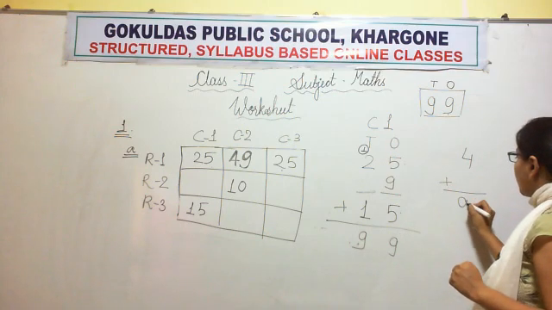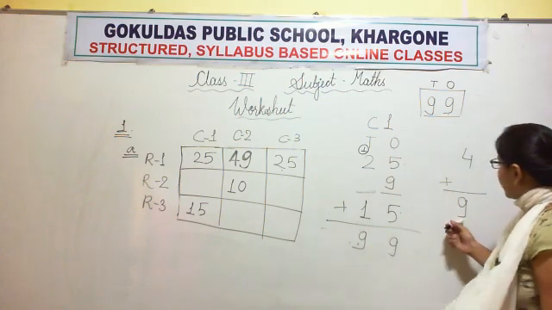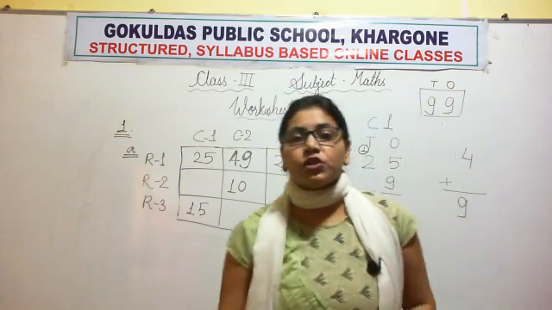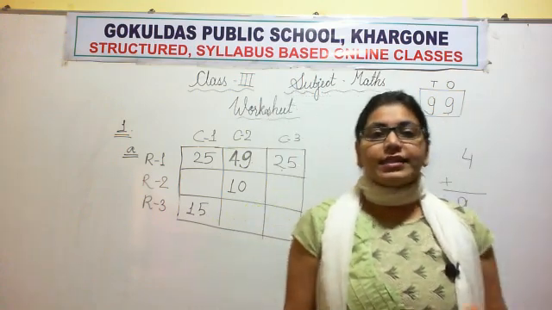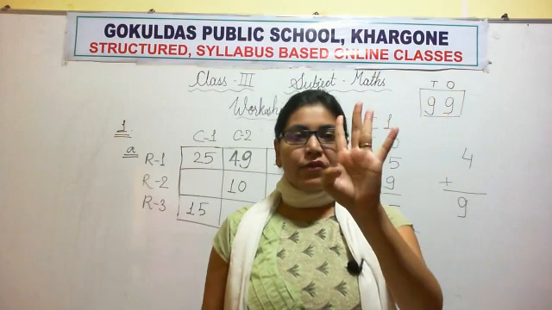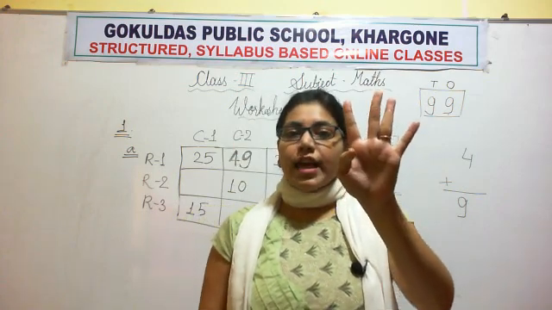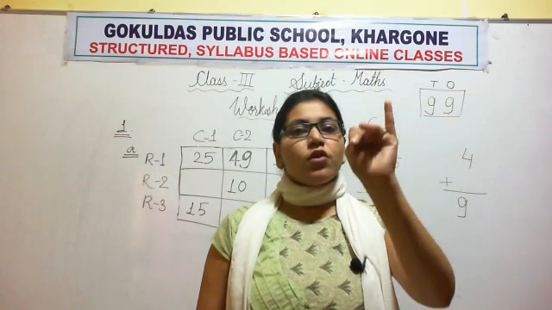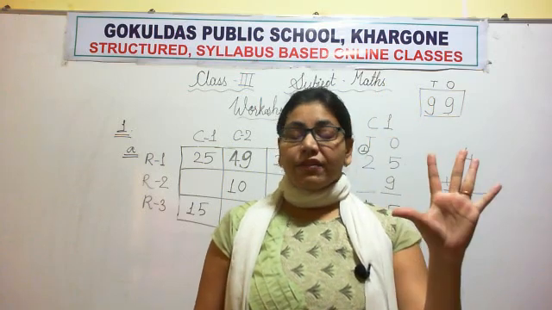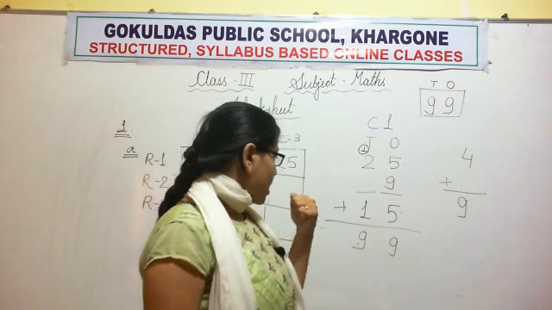Now what we want? We want number 9. So let's try which number should we add to this 4. Let's add 1. 4 is there and we are adding 1 in it. Let's count how many numbers are there. 1, 2, 3, 4, 5. Only 5. But we want 9.